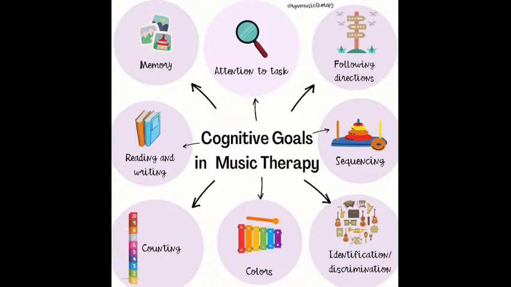Some cognitive and behavioral goals could include working on memory, increasing attention to task, following directions, sequencing, identification and discrimination, identifying colors, counting, and reading and writing.